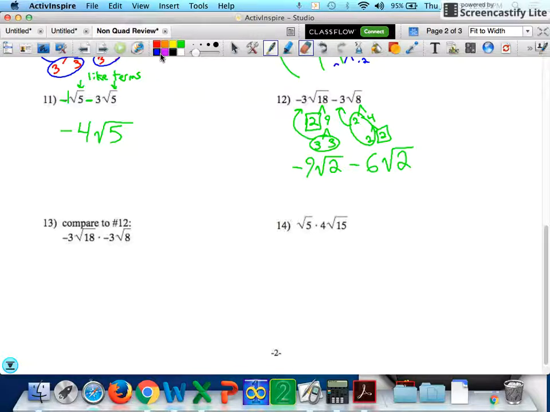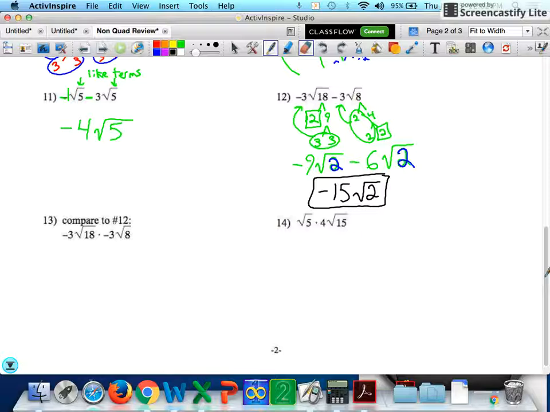But we can see now that they are like terms because this is a square root of 2 and a square root of 2. When they have the same exact thing under the square root, we can combine the numbers out front. When we do that, -6 and -9 combine to be a -15 square roots of 2. Okay?